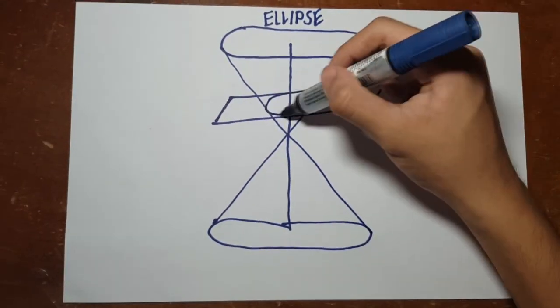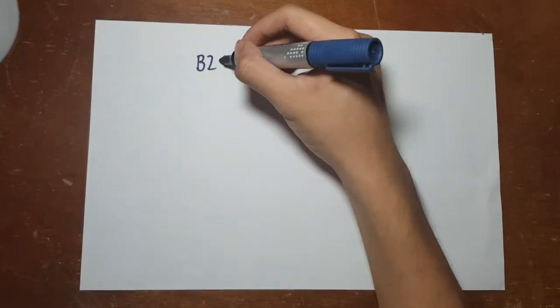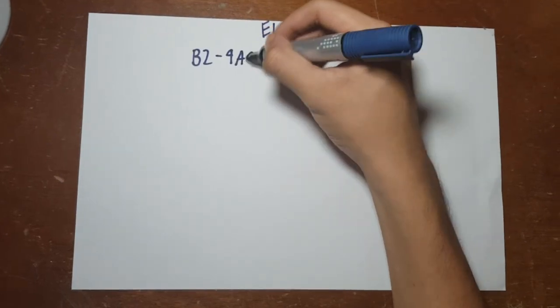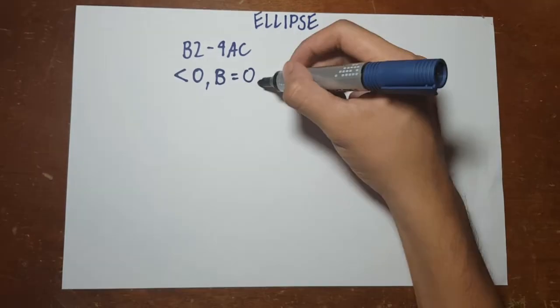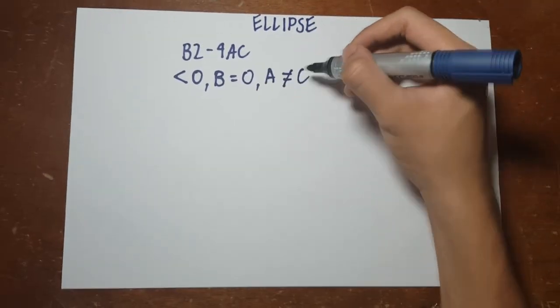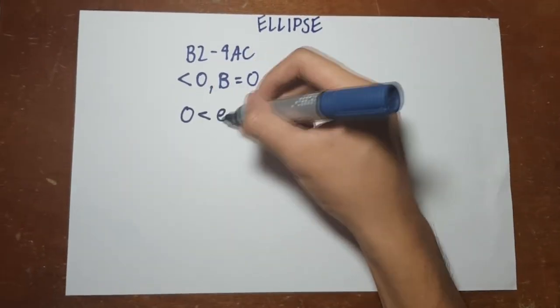For the ellipse, the value of the discriminant, b squared minus 4ac, is less than 0, b is equal to 0, and a is not equal to c. Its eccentricity would be e is greater than 0 but less than 1.